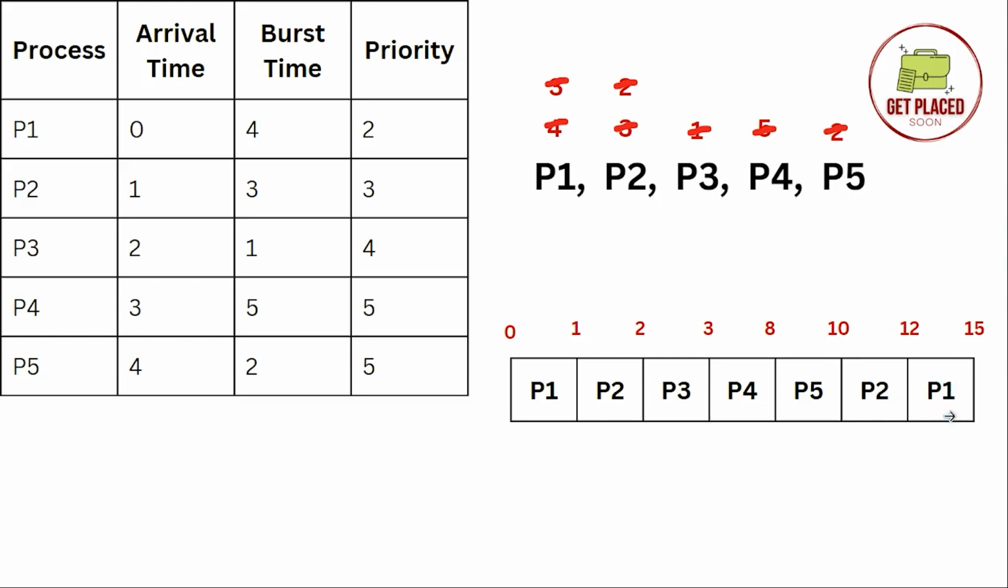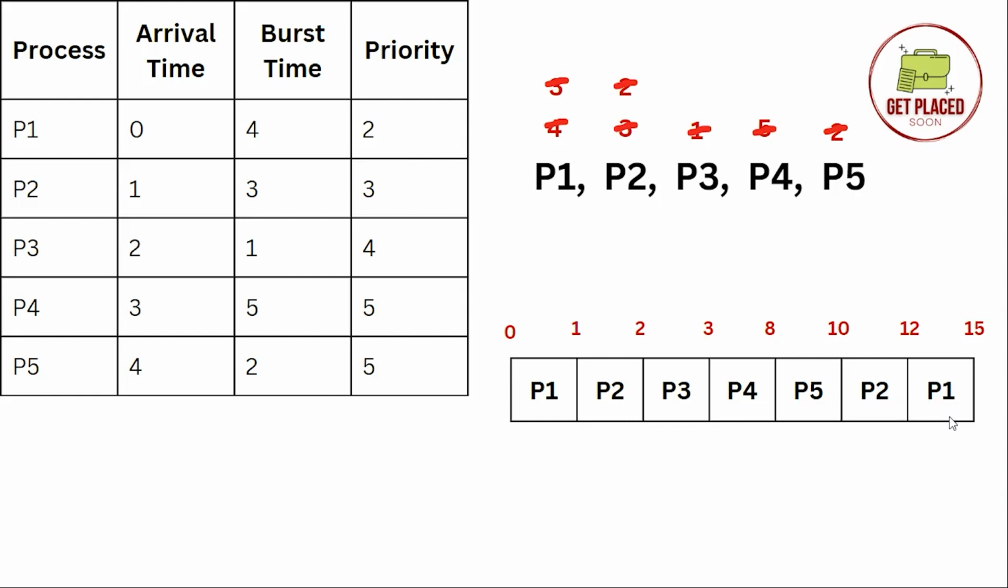This is how we do the Gantt chart for preemptive mode in priority scheduling. I hope you understood. Make sure you understand the Gantt chart properly because this is a bit tricky. You need to constantly check the priority values. You need to constantly check the arrival time values. You also need to make a note of how much burst time is left. So you're supposed to work with all three values in the scheduling. So make sure you practice this problem.